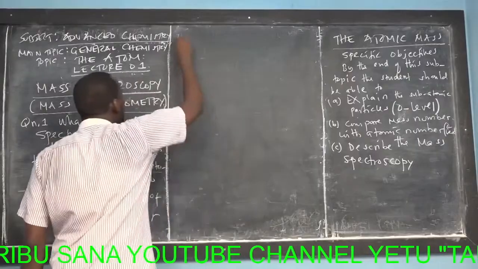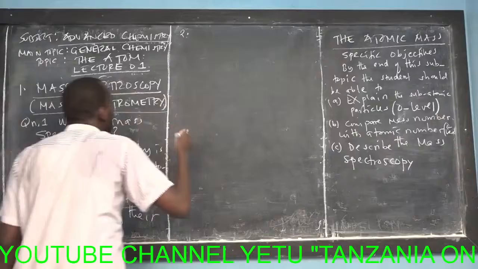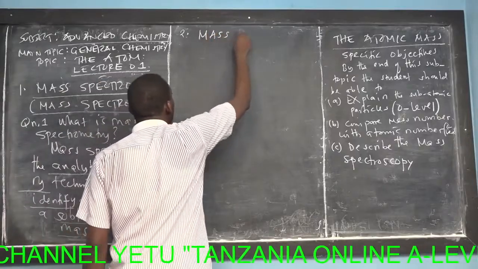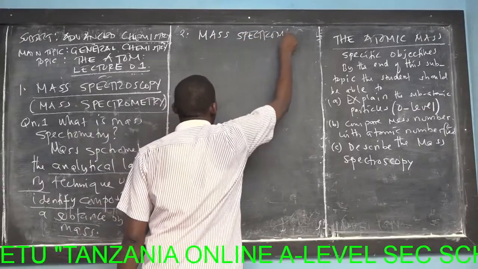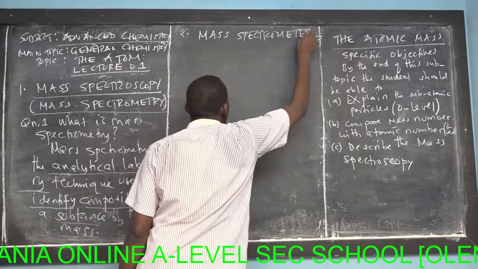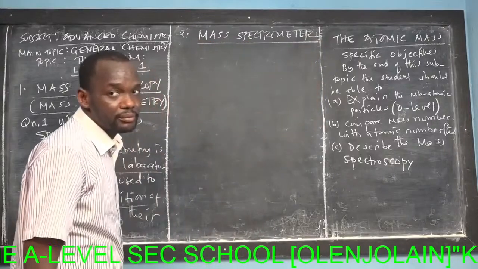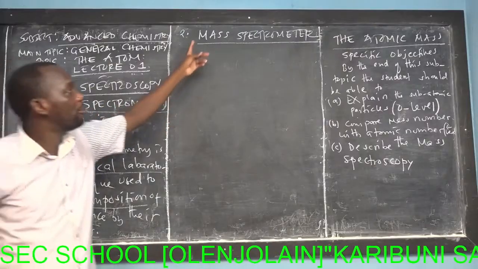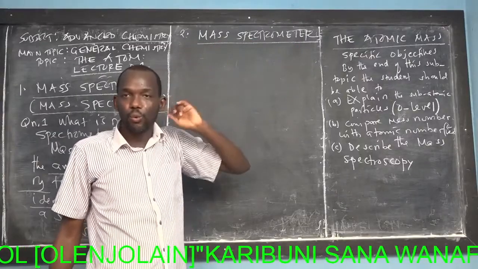The second terminology, which is very important, we call it mass spectrometer. Mass spectrometer. Say it with me. Mass spectrometer. Say it again. Say it with passion. Mass spectrometer. What is this? Mass spectrometry. What is this? Mass spectrometer. There are 2 different words.